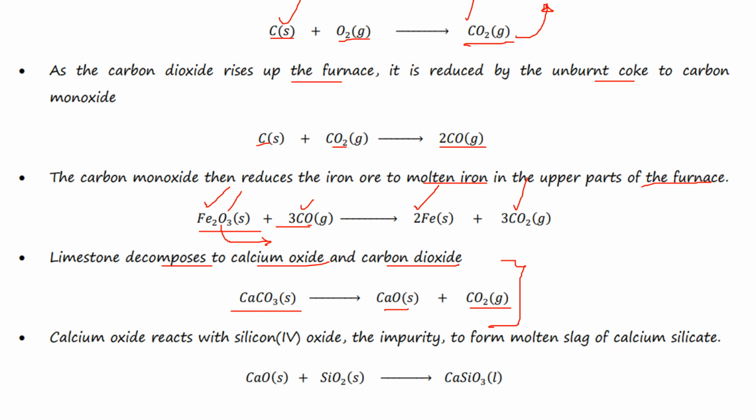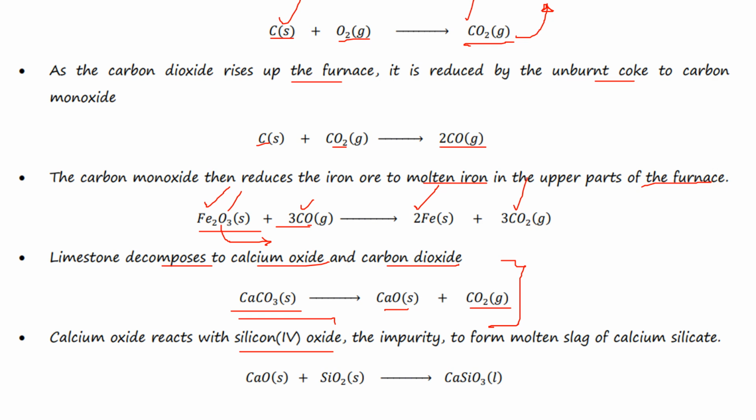Now proceeding, I'm going to say that calcium oxide is going to react with silicon oxide. Remember that silicon oxide is the same as silica, which is also an impurity found in hematite. Silicon oxide or silica is a major impurity found in the majority of the ores in chemistry, because it exists in most of the ores. So calcium oxide reacts with this silica impurity to form molten calcium silicate, which is also called slag.